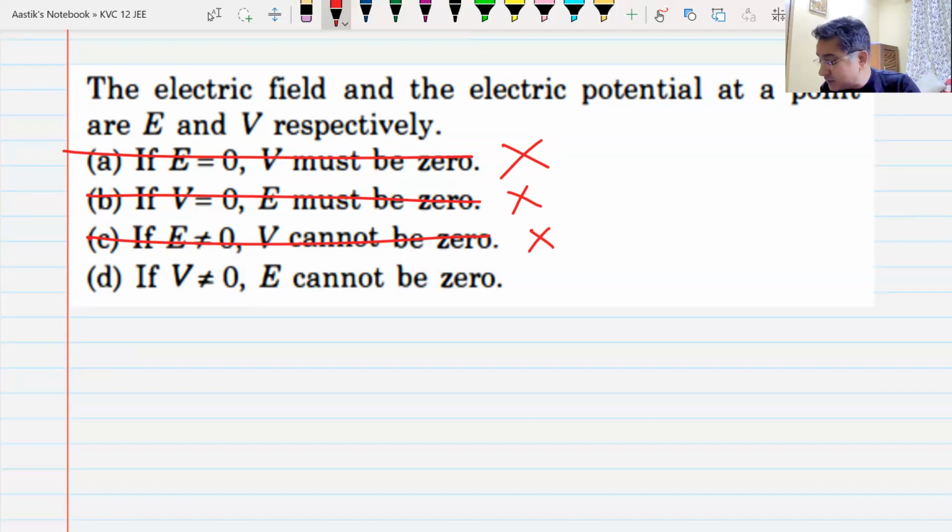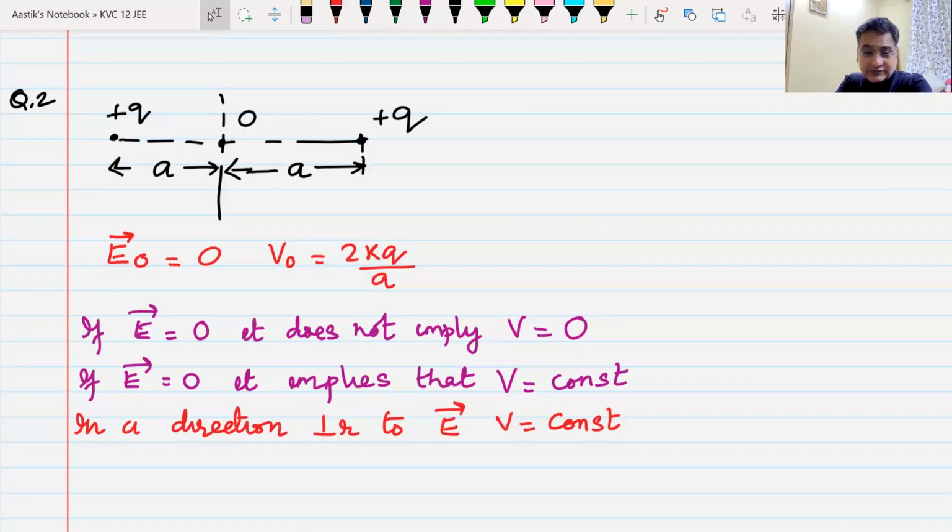Electric potential is there. Can electric field be 0? No, sir. Yes, sir, it can be 0. So all the options are wrong. And all the 4 options can be proven right or wrong only with these 2 examples that I had given you. This one and this one.